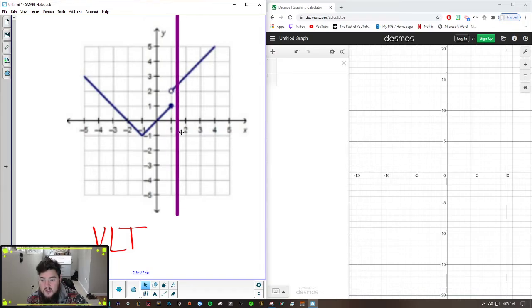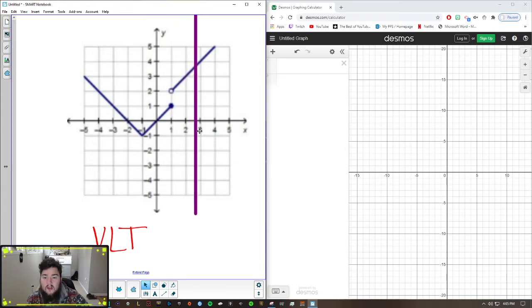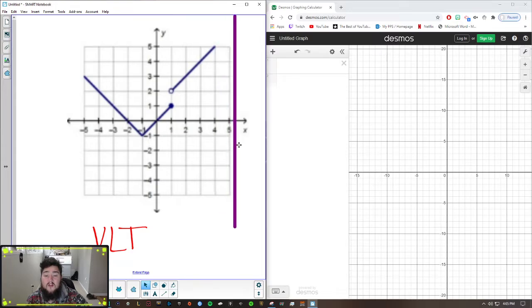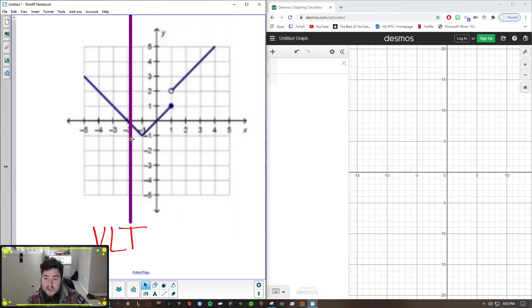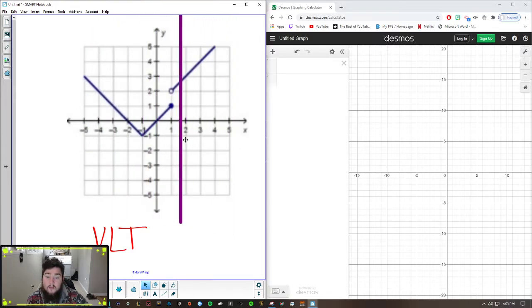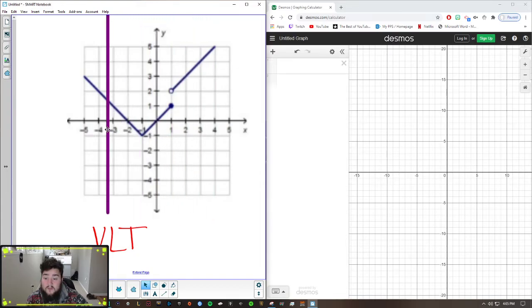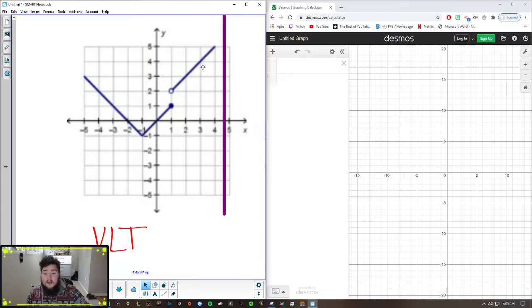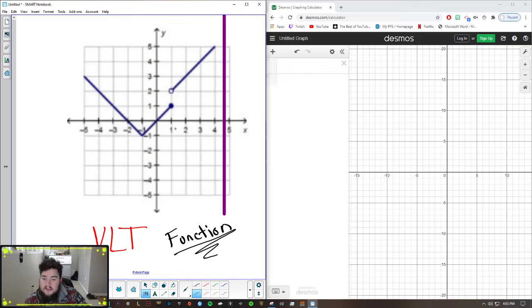So I'm going to keep checking my graph, keep moving my line, and it looks like my vertical line is never going to hit my graph more than one time. Okay, so we know for sure that this is a function. And this is a function because it passes the vertical line test.